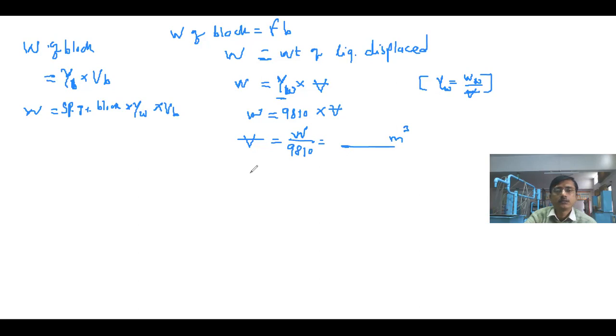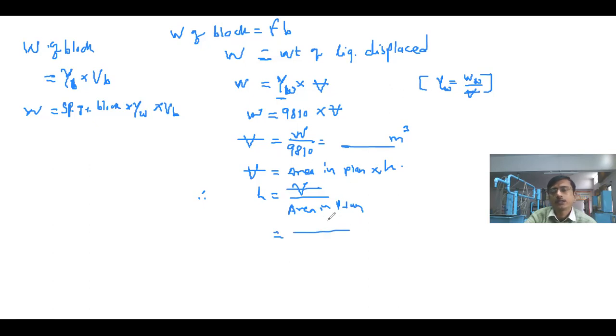Okay. Then small h, V is nothing but area in plan into small h. Therefore, small h is equal to volume divided by area in plan. So what is the volume? Whatever volume you got, put it here. Area in the plan is L into B, find it out and put it here. You will get the value of small h.